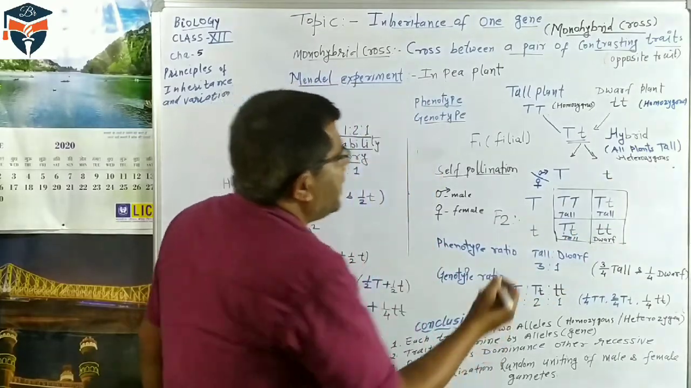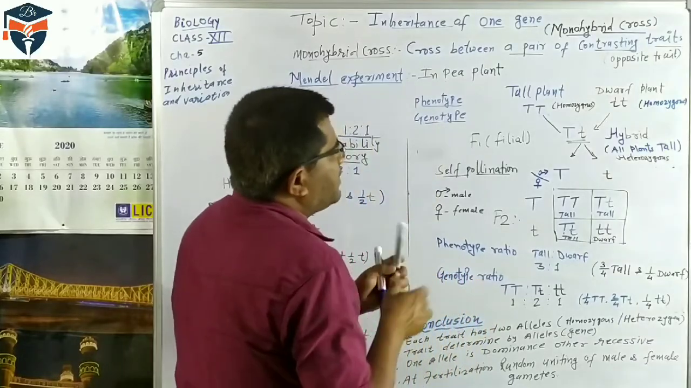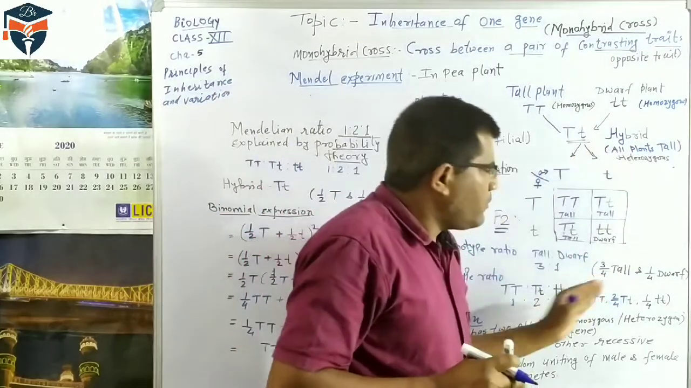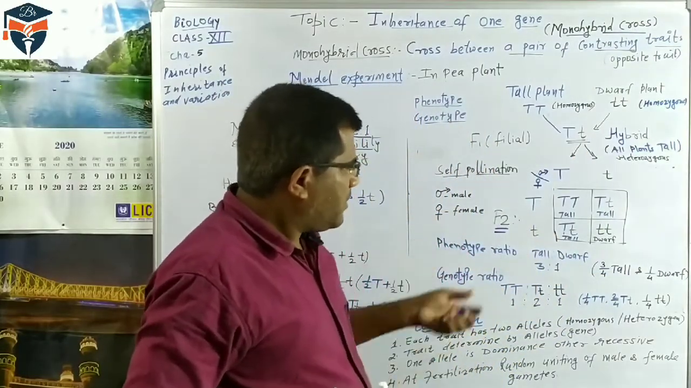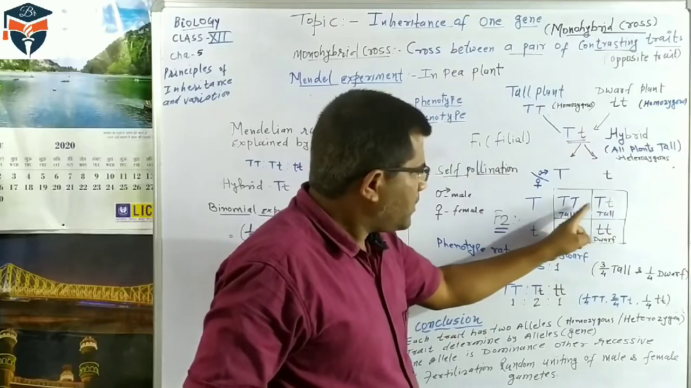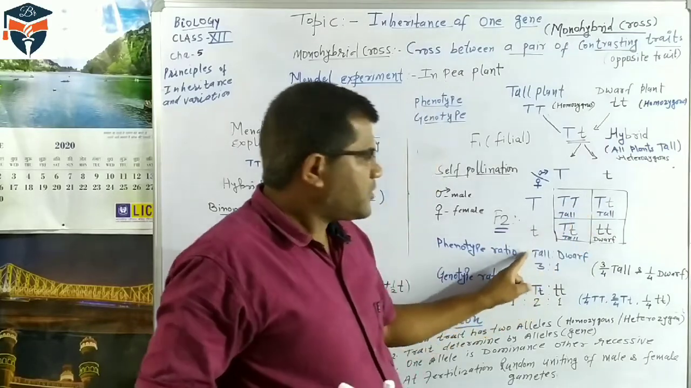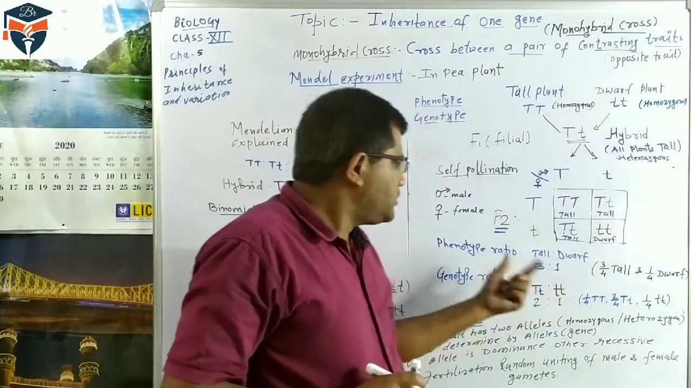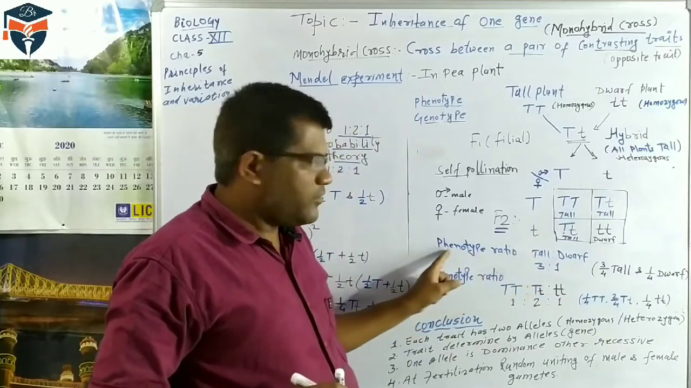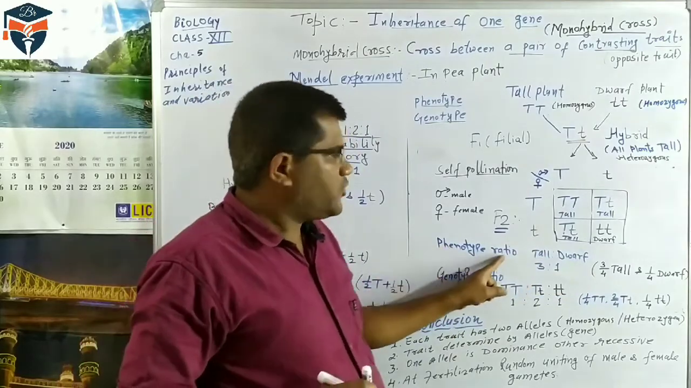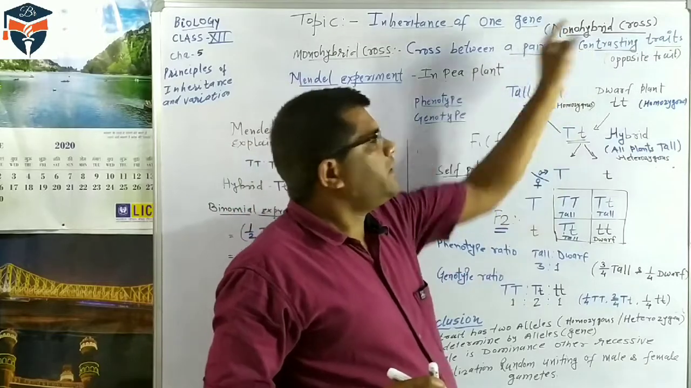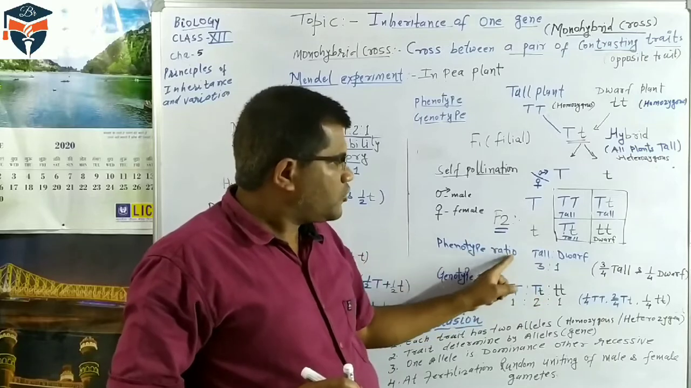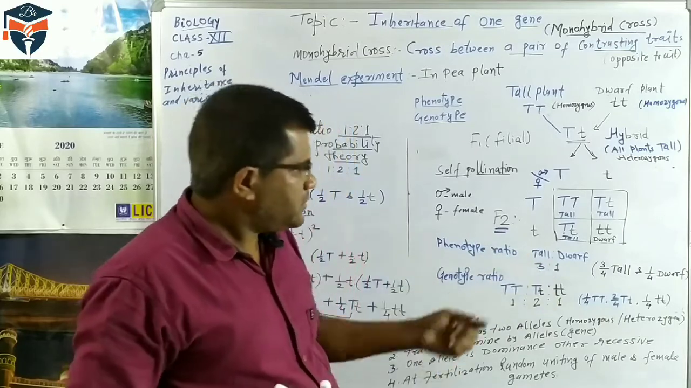So overall, in the F2 generation, we are getting 100% progeny, all 4 progeny. Out of these, 4 progenies are there, 1, 2, 3, 4. 3 progenies are tall and 1 progeny is dwarf. So the ratio is coming. This tall and dwarf, they are the phenotypic characters. So the phenotypic ratio in a monohybrid cross is 3:1.